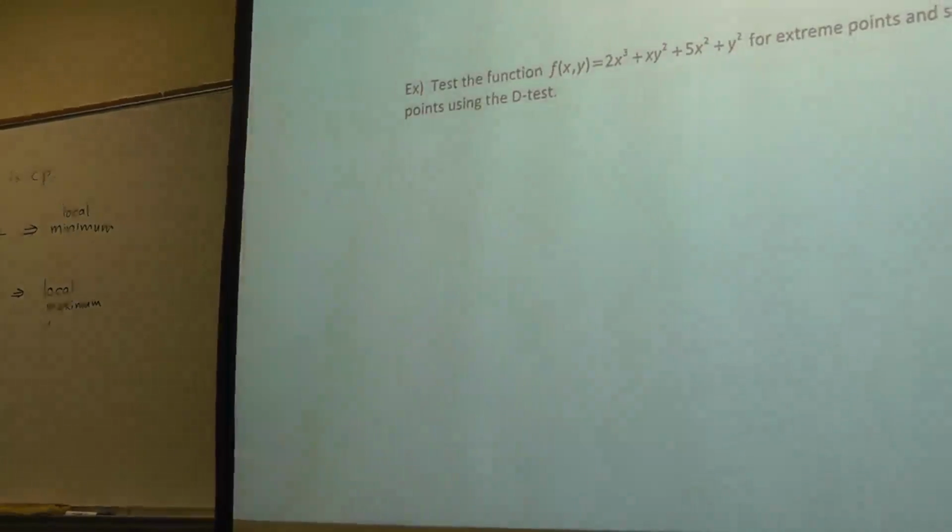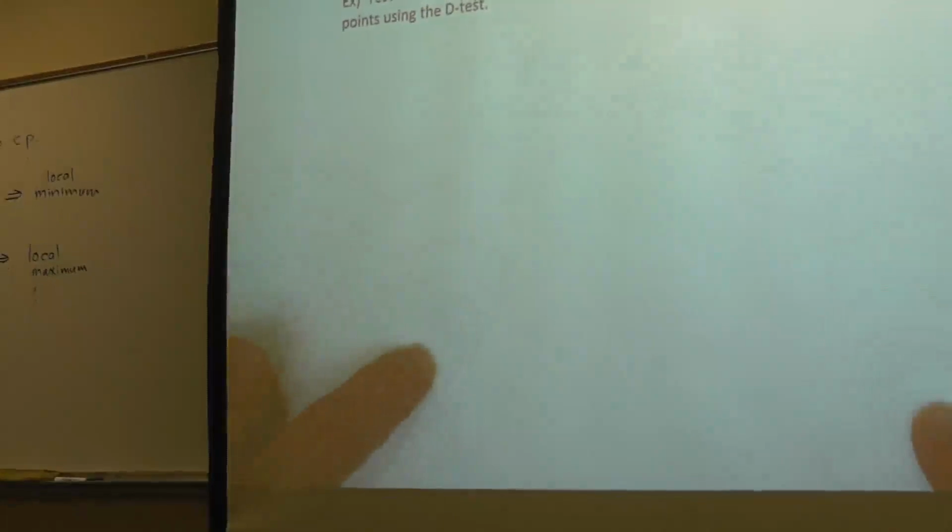So let me show you another example. And I'm going to go to the whole page for this one. So we'll do the critical points at the top and apply the D-test at the bottom, okay? And they all set up the same way. Get our critical points, get our CPs.